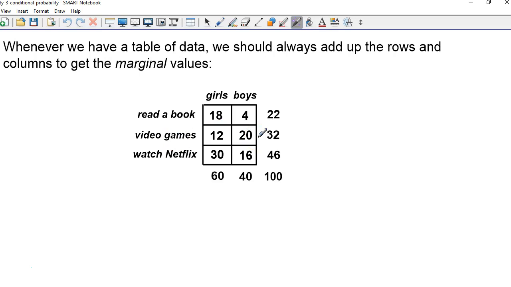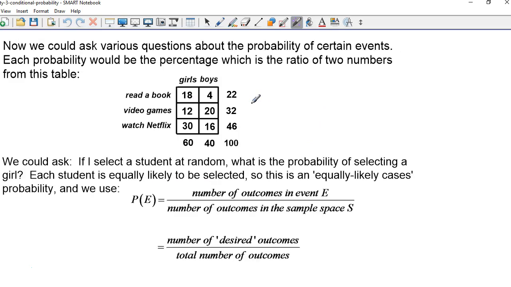Whenever we have a table of data like that, we should always add up the rows and the columns to get what's called the marginal values, the values in the margins, because often those values are useful in computing probabilities, but the data itself is really the value inside the table. Okay, so now that we've got this data, we could ask various questions about the probability of certain events. Probability would be a percentage, which is the ratio of two numbers from this table.